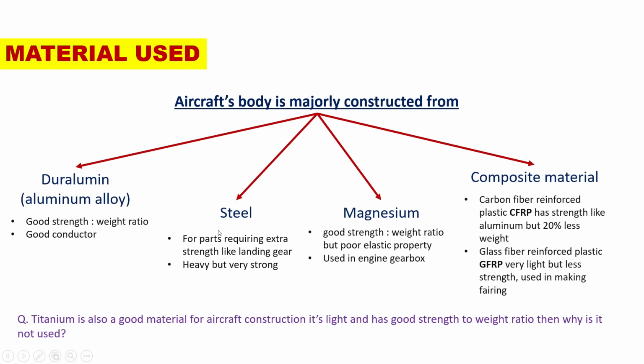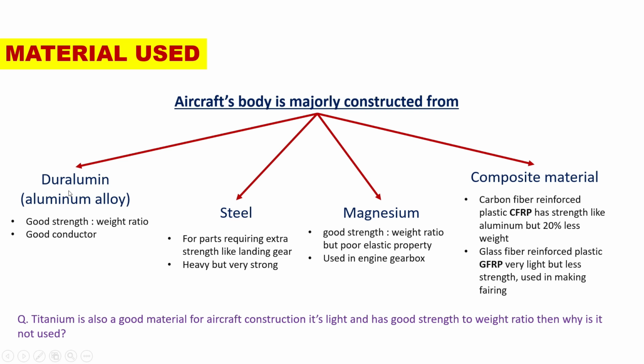Now, this is the last slide, and we have materials used in the aircraft. There are different materials, but these are the four majorly used materials inside the aircraft. The first one is duralumin. Duralumin is an aluminum alloy that we are talking about. It is an aluminum-based alloy, and it is called duralumin.